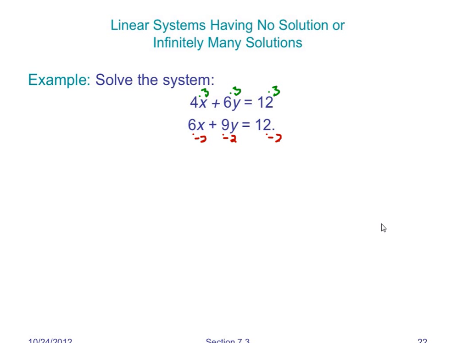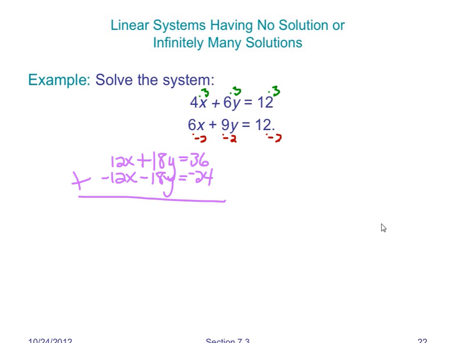So the top equation by 3 gives me 12x plus 18y equals 36. The bottom equation by negative 2 gives me negative 12x, negative 18y equals negative 24. I'm going to add those two equations together.